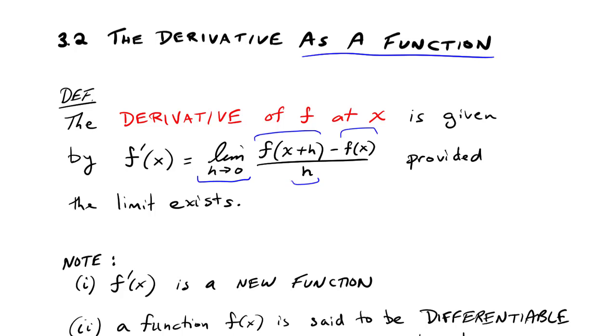Notice the derivative is actually a limit. It's not the limit of the function, it's the limit of this difference quotient. Okay, so it's not the limit of f itself, it's the limit of this difference quotient, f of x plus h minus f of x over h. But it is still a limit, so when we're looking at it, we still have the same ideas of limits behind it.